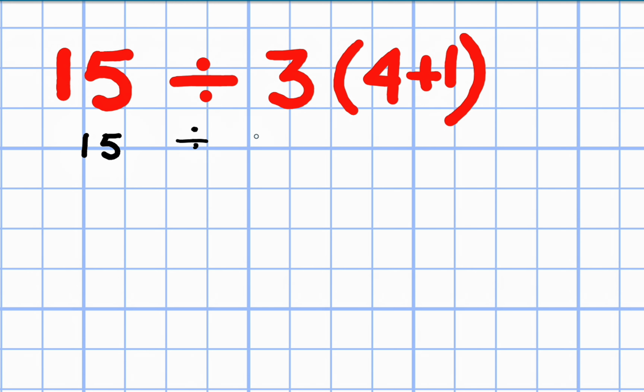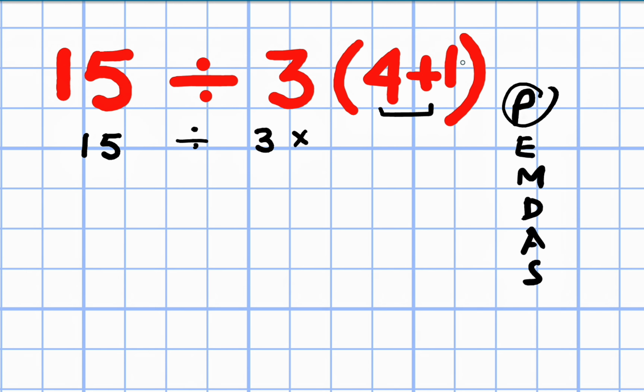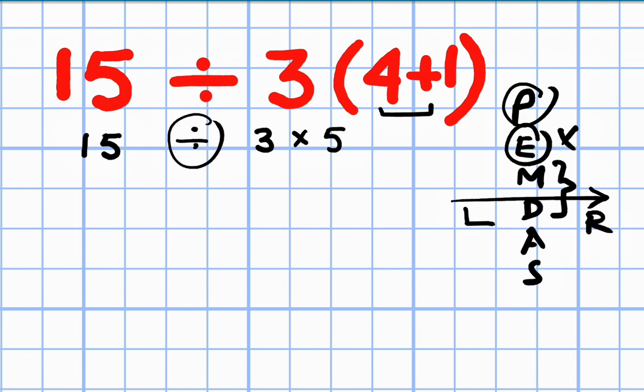15 divided by 3 multiplied by, it is a parenthesis which will be solved first according to the PEMDAS rule. So according to the PEMDAS rule, parenthesis has to be solved first, so it will be solved first to get 5. Now exponent is missing, multiplication and division both are involved, so we have to move from left to right, means division will be solved first.